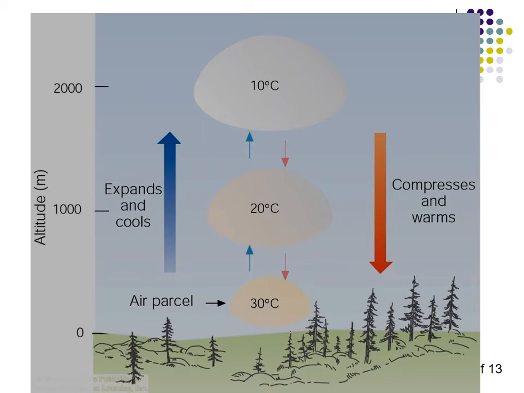So here's an example of expansion and cooling. If an air parcel from the surface is lifted up 1,000 meters, it's going to cool 10 degrees. If this air parcel is lifted up another 1,000 meters, it's going to cool another 10 degrees. Now, if we do the opposite, we bring this 10 degrees parcel down, it's going to compress and warm by 10 degrees. If we bring this 20 centigrade parcel down, it's going to compress even more and warm by another 10 degrees. This is how at least an unsaturated air parcel warms and cools as it's going up or down in the atmosphere.